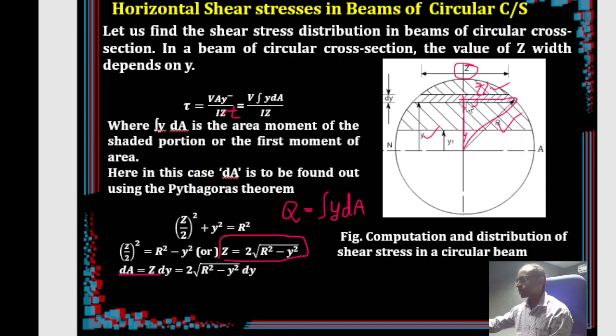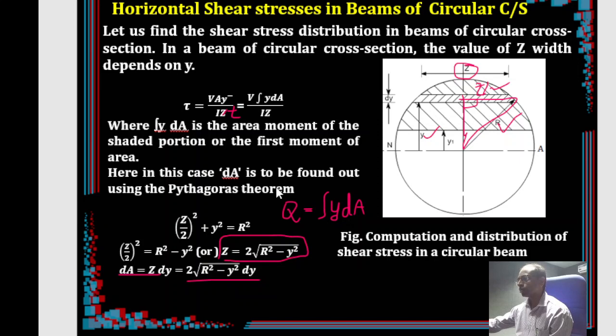Now area is also simple. It is a rectangular strip. I know the depth dy and I know the width z. So dA is z times dy, because z is already 2 times root over r square minus y square. Put that. So your area is known in terms of r and y.